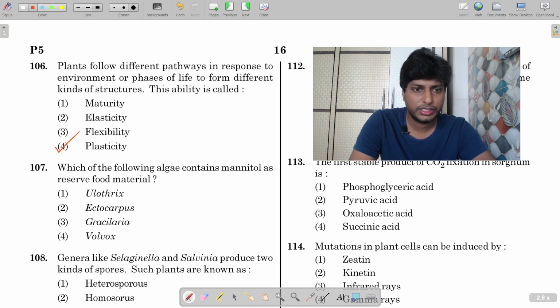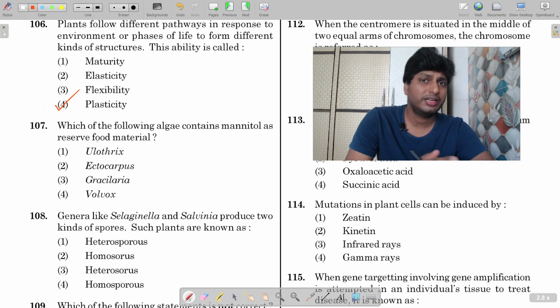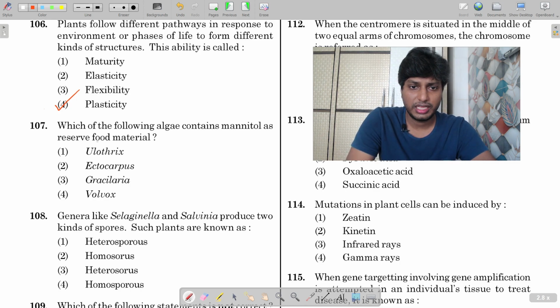Let's talk about the second question, dear students. The second question here is pretty simple and straight from the NCERT. Which of the following algae contains mannitol as reserve food material? Now, mannitol is again a stored form of food, and as we all know, different types of polysaccharides are present in the cell walls of different types of algae. There are three types of algae, mainly green algae, red algae, and brown algae, where green algae generally store cellulose as the reserve form of food. Red algae store floridean starch as their food, always remember that, and brown algae store mannitol as their reserve form of food.